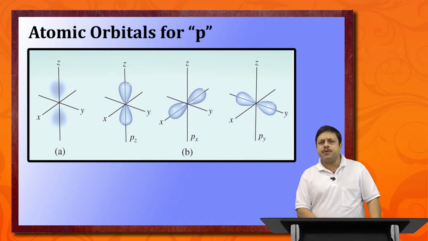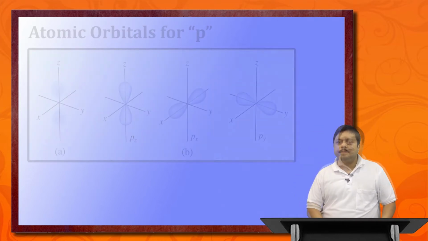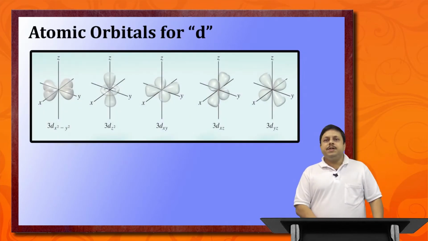So these are the shapes of the p orbitals. These are the 2 lobes. Here lies the nucleus. One of these lobes, say this one, if this represents the positive phase of the wave, then the other lobe must represent the negative phase of the wave, and this is true for the other 2 as well. These are the shapes of the d orbitals.